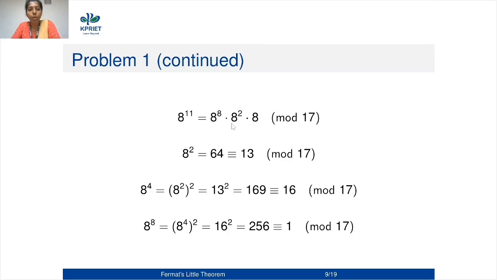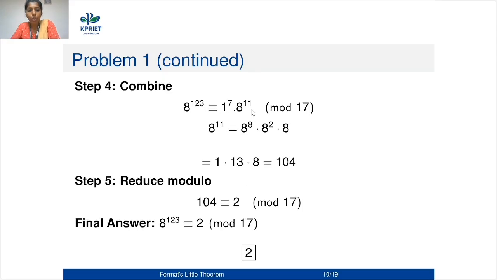Now for this case, I want to find the remainder of 8^8, 8^2 and 8^1. So now I have to continue with 8^8. So this 8^8 can be written as 8^4 the whole square. So I know 8^4 gives the remainder 16. So 16 the whole square. We all know 16 square is 256. When this 256 is divided by 17, the remainder is 1. So till now we found the remainder of 8^8 as 1 and 8 square as 13, and we have to find the remainder of 8.